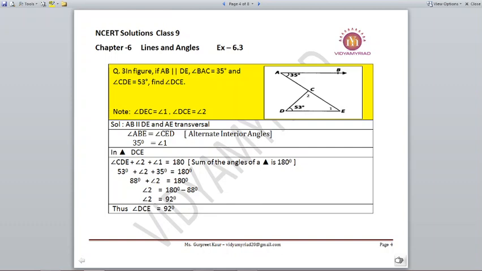Now in the triangle DCE, I have found out angle 1. I have 53 degrees. I can easily find out angle 2 with the help of the angle sum property, because the total angles should be equal to 180 degrees. Now I have 53 plus angle 2 plus 35 is equal to 180. So angle 2 comes out to be 92 degrees, which is my required answer.